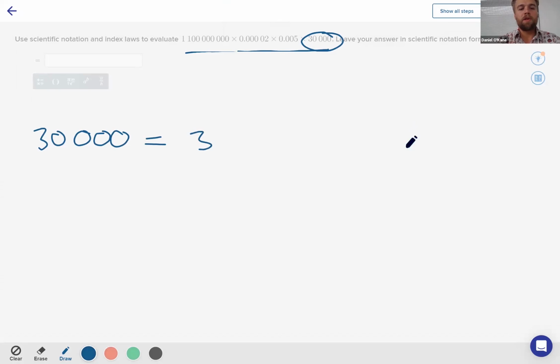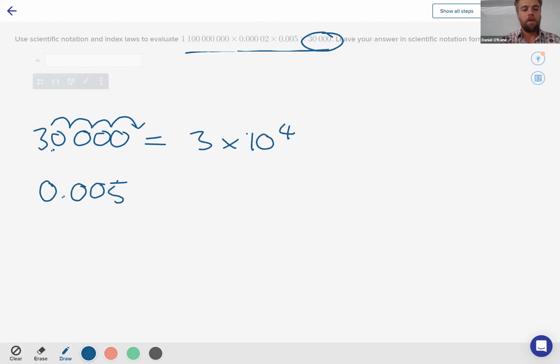Okay, I know it's 3 times 10 to the power of 4. Okay, this decimal point at 3 needs to jump forward 4 times. Okay, 0.005. I know is 5 times 10 to the power of -3. Because that decimal point from 5 needs to jump backwards 3 times to create this number.